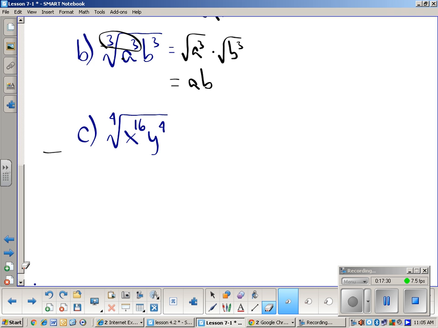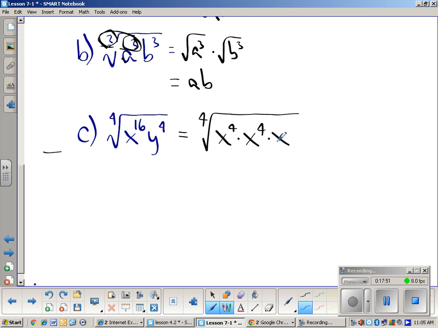Now this one I'm going to do just a little differently, with the same philosophy that I used here, when I said whenever this number and this number match, we just get left with that letter. I'm going to break my x to the 16th up into x to the 4th times x to the 4th times x to the 4th times x to the 4th. And my y is already to the 4th, so I'm going to leave it like that. Okay?